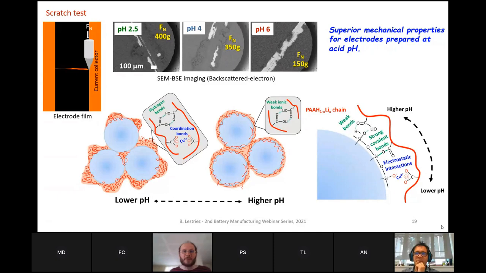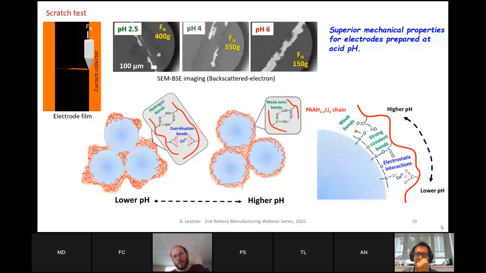Also, different intramolecular bonds are expected. Weak ionic bonds at pH 6, while at lower pH, we have hydrogen bonds, and also at pH 2.5, numerous coordination bonds. And finally, we also expect different bonding strength between the binder and the silicon particles, weaker bonds at higher pH compared to lower pH.